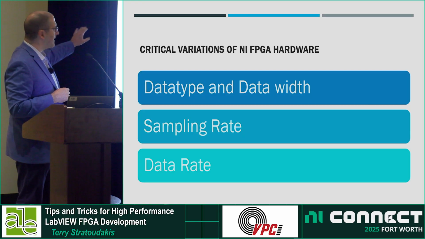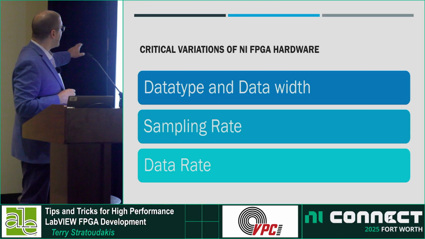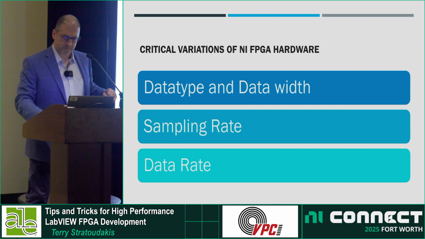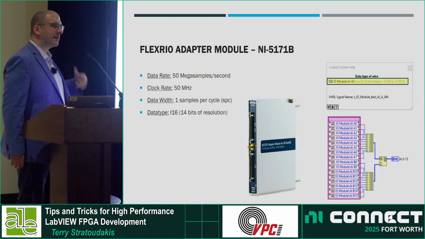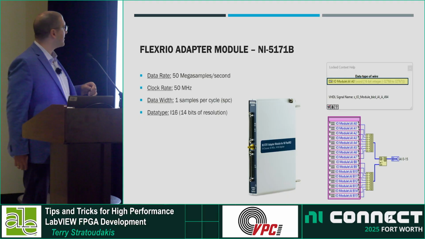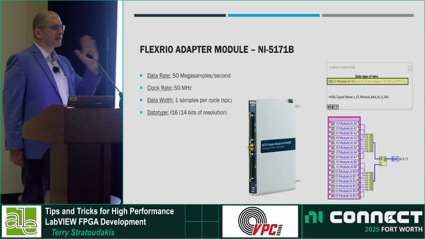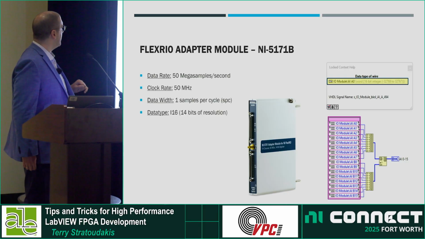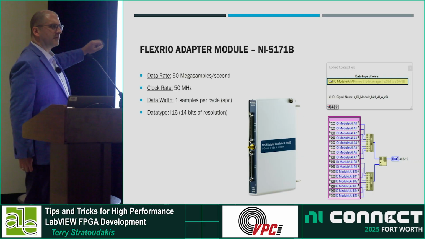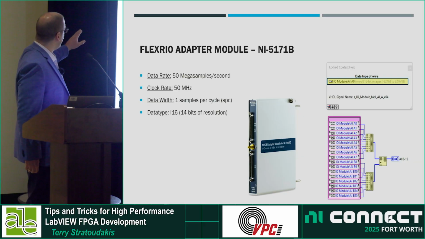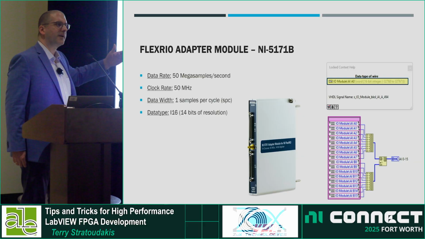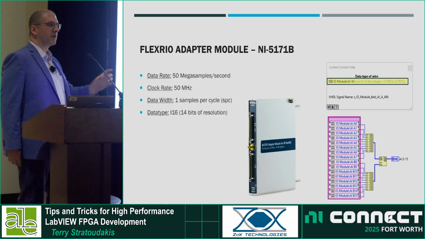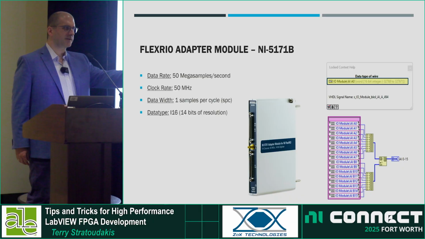So we have the data type and the data width, the sampling rate, and then the data rate. Let's look at some examples. Here I have an adapter module for the FlexRIO product line, and that gets attached onto the base board. There's a board that it connects to that has the actual FPGA. And here we can see the data rate and the clock rate, the same parameters that I just mentioned. In this case, the data rate and the clock rate are the same, 50 million. That means that the data width is 1, so 1 sample per cycle.